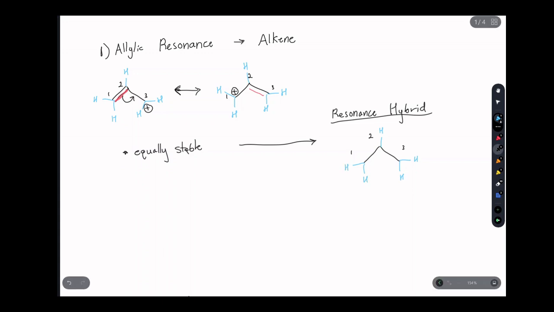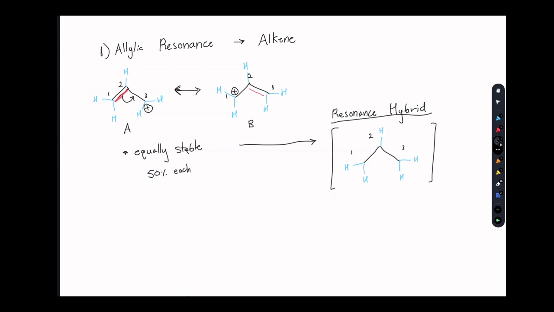Now, this is the interesting part. Since these are equally stable, we can make the assumption that each of them contributes 50% to the total, 50% each, to the total resonance hybrid. So let's call this form A and form B. Form A has a positive charge on carbon 3, while form B has that positive charge on carbon 1.